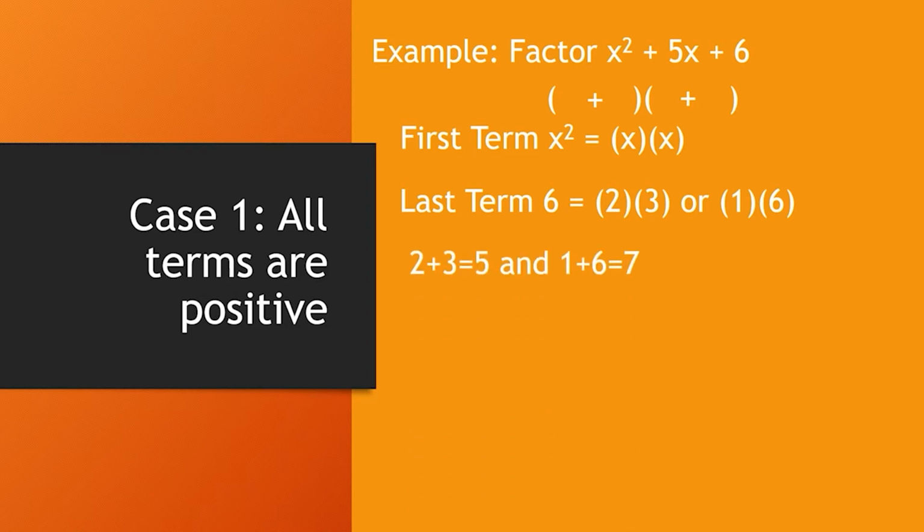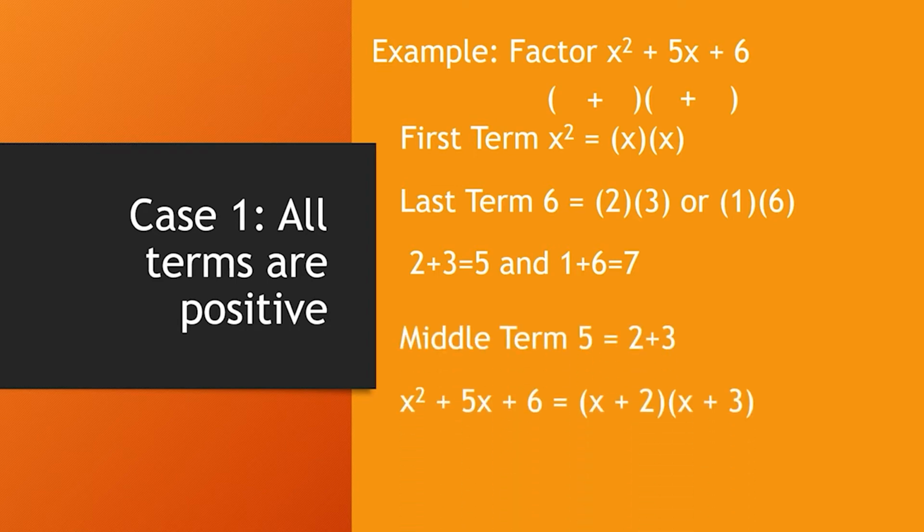Now, let's try looking for their sum. The sum of 2 and 3 is 5, and the sum of 1 and 6 is 7. Since we are after the sum of 5, which is the coefficient of the middle term, we will choose 2 and 3. So the factors of x squared plus 5x plus 6 are the quantity of x plus 2 times the quantity of x plus 3. You can verify your answers by performing the FOIL method.